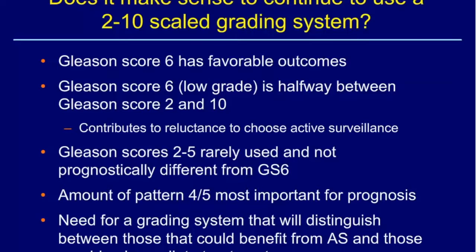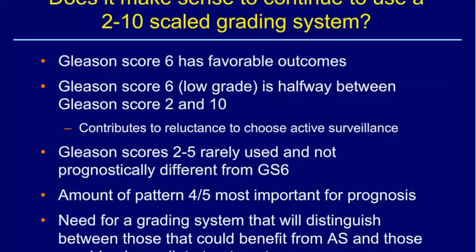It's right in the middle. To them, it's intermediate grade. And I think that contributes to the reluctance to choose active surveillance. Gleason scores of 2 to 5 are rarely used these days and not prognostically different than Gleason score 6. And what I've told you over and over is that Gleason patterns 4 and 5, that's the money. Those are the most important things for prognosis. So what we need is some better way to relay this information to the patient so that they can make more informed decisions. So the discussion went around making prognostic grade groups.